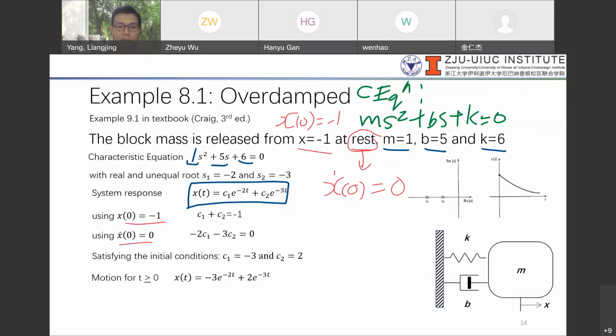this initial condition. Okay, you put in the initial condition.